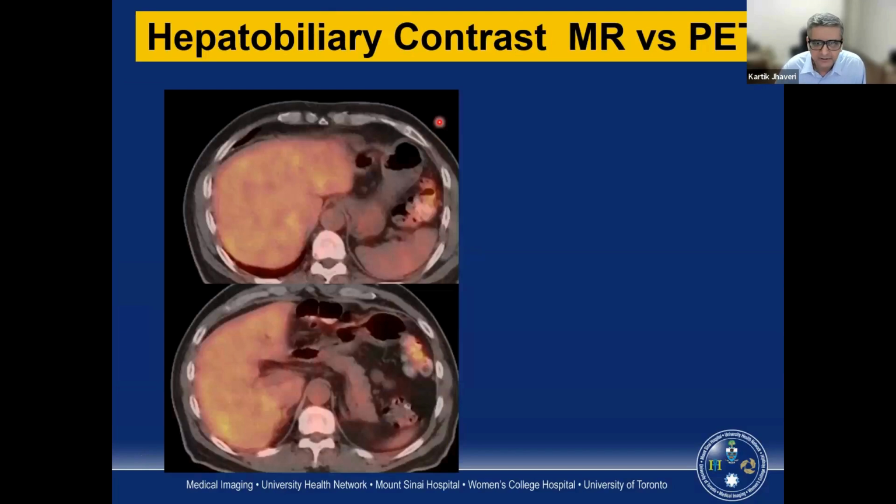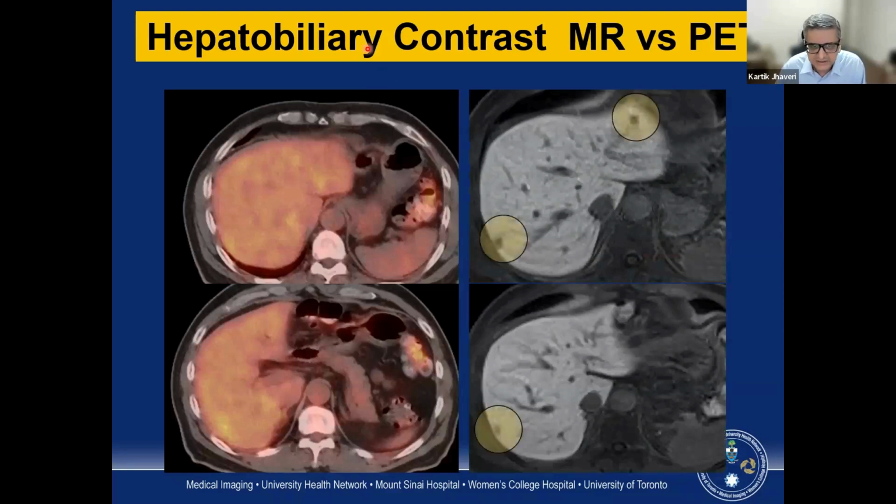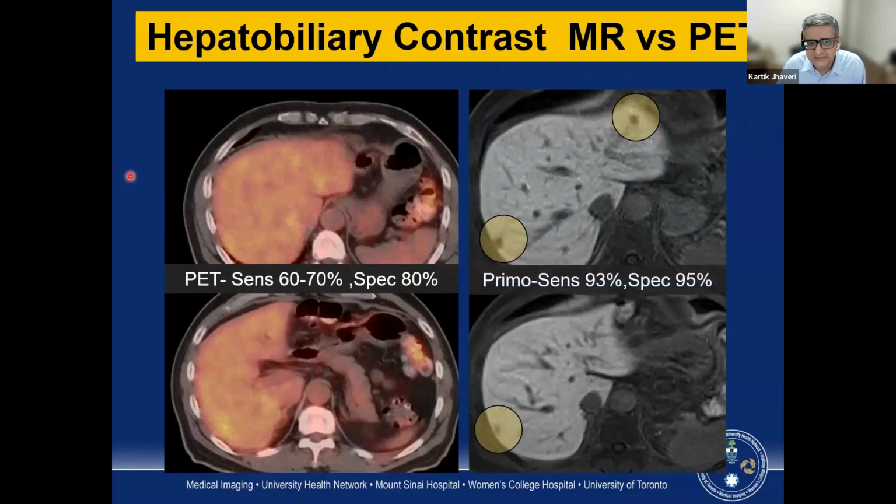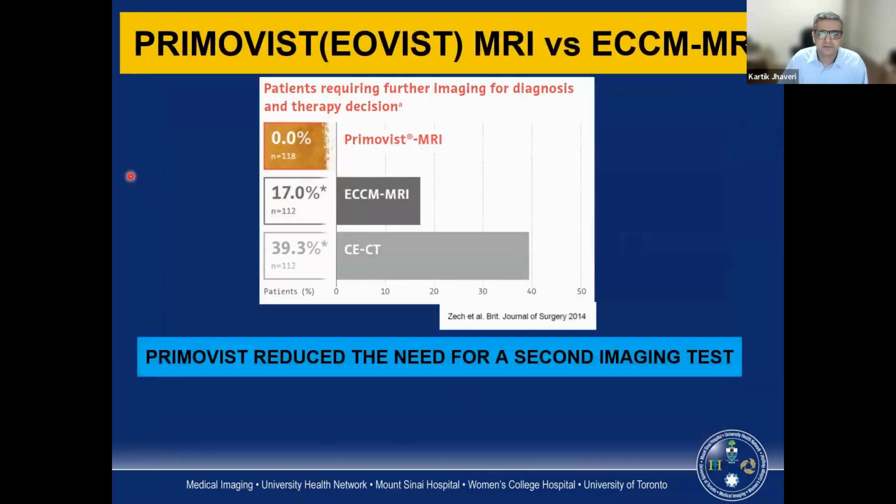What about PET? We know that PET is not good for detecting liver metastases. And so here's an example where you have 2 liver metastases on hepatobiliary phase, which are not visible even in retrospect on PET. And so PET suffers from a lower sensitivity of 70% and is not enough to guide liver-directed surgery. We know this very well, but it's good for extrahepatic metastatic disease.